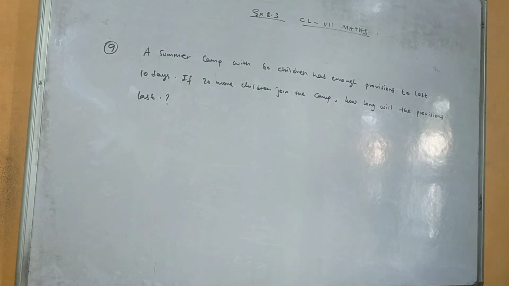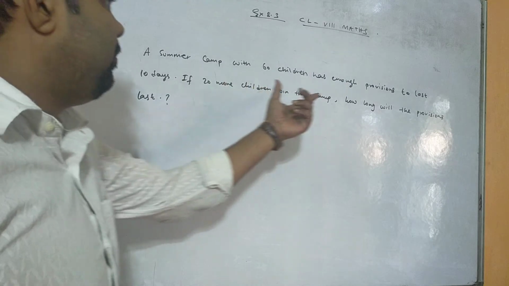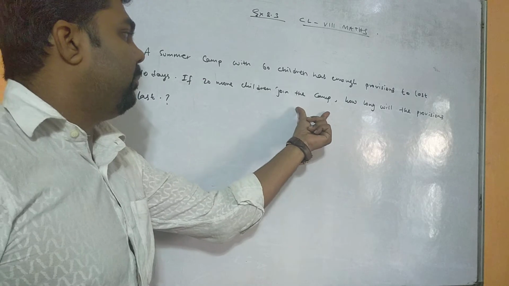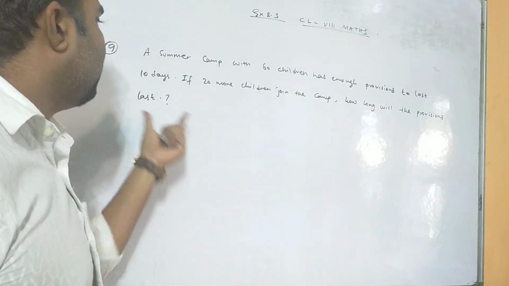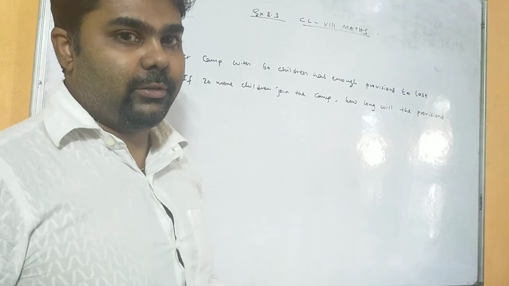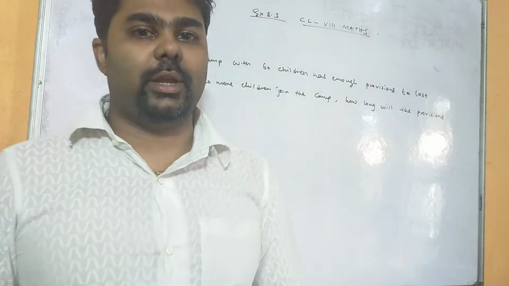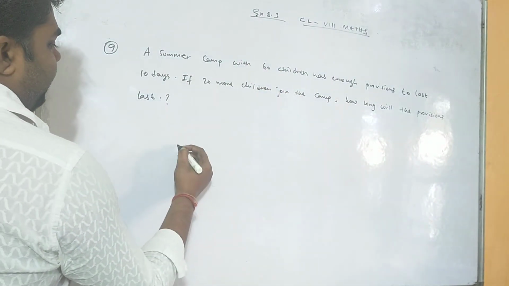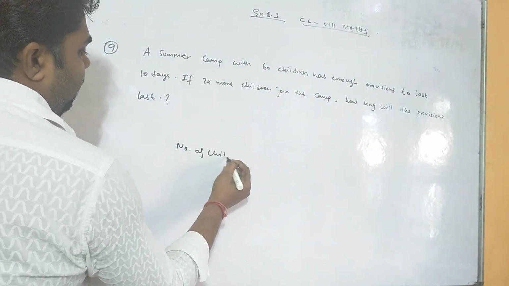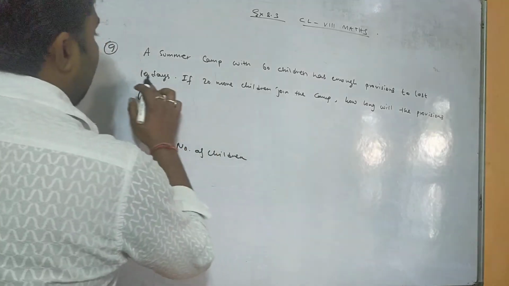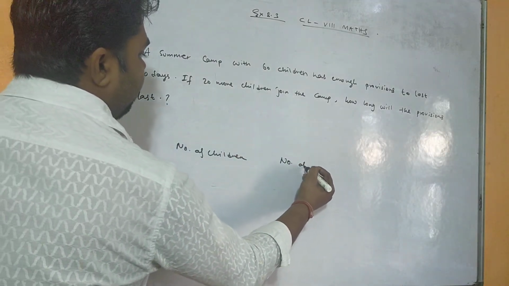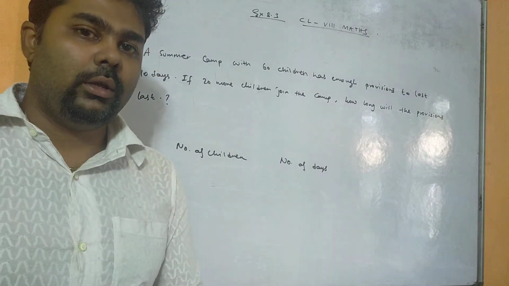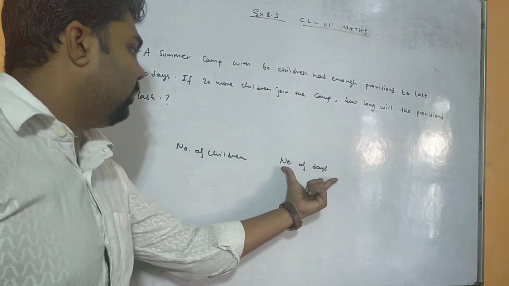Next question. A summer camp with 60 children has enough provisions to last for 10 days. If 20 more children join the camp, how long will the provisions last? Provisions means here necessities. Okay, it can be food, it can be some necessary items. So how many children are there? Here are 60 children. Like the previous question where we used to write x and y, here we will write number of children and number of days.